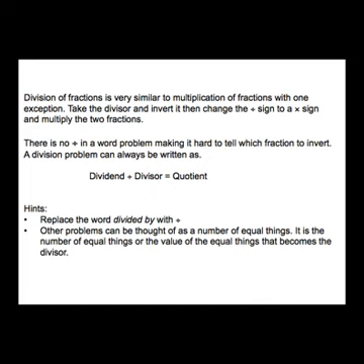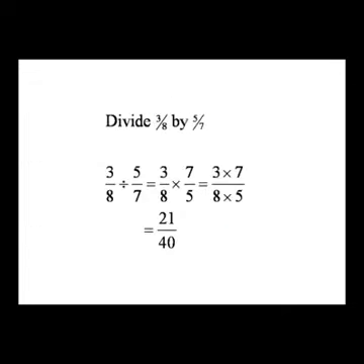Remember, there's no division sign in a word problem, sometimes making it hard to tell which fraction to invert. A division problem can always be written as dividend divided by divisor equals quotient. Replace the word "divided by" with the division sign. Some other problems can be thought of as a number of equal things. It is the number of equal things or the value of the equal things that becomes the divisor.